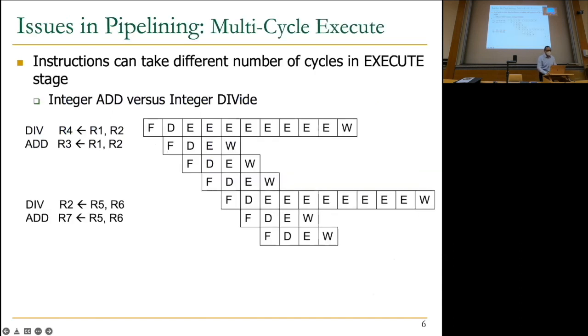So let me motivate the problem a little bit more. Now we have a different pipeline, slightly different. Instructions can take different number of cycles in the execute stage. You can see an example over here, and you can see that I have an integer addition versus integer division. Division normally takes much longer cycles. 8 is actually pretty good for division, I would say, depending on the clock cycle time, of course. But you can see that this is one way of handling the instructions.